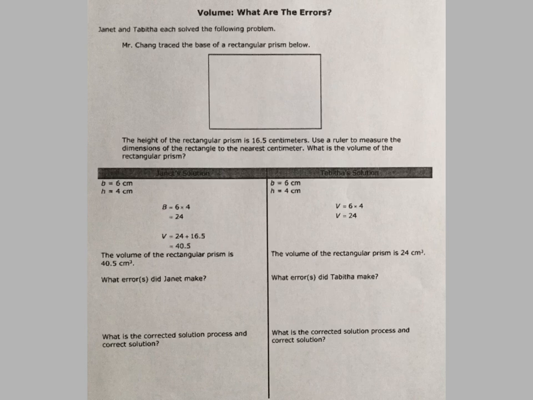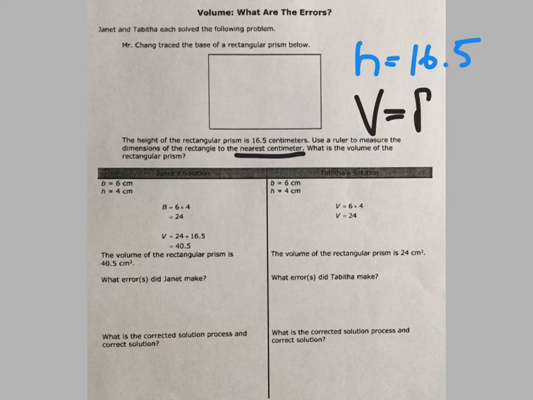Janet and Tabitha each solved the following problem. Mr. Chang traced the base of a rectangular prism below. The height of the rectangular prism was 16.5 centimeters. Use a ruler to measure the dimensions of the rectangle to the nearest centimeter. What is the volume of the rectangular prism? Well, there's a few things here. We know the height is 16.5 centimeters. Great. We know we need to measure the length and the width of the base to the nearest centimeter. We also know to find the volume, I need the area of the base multiplied times the height.